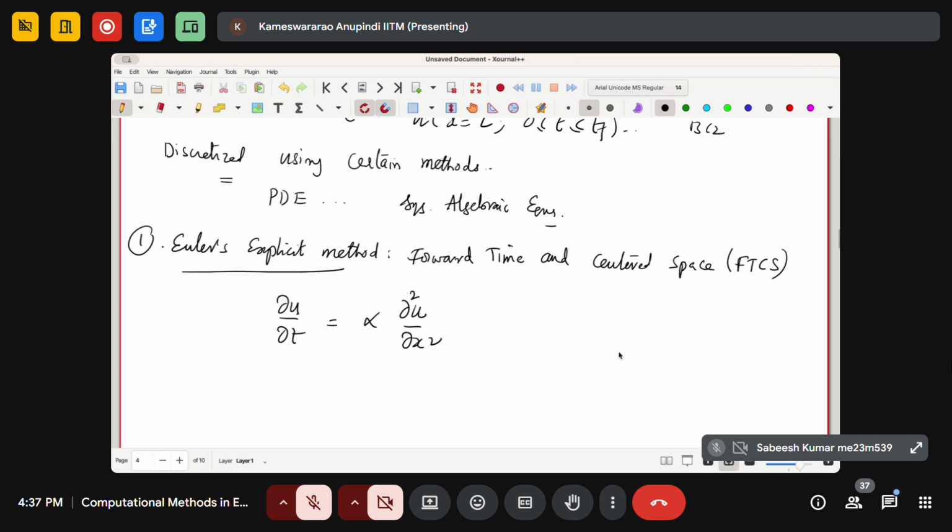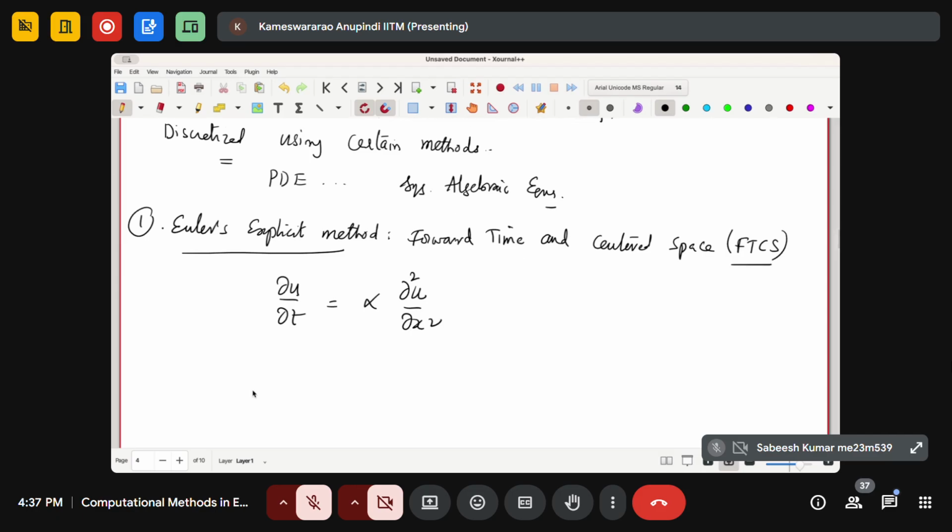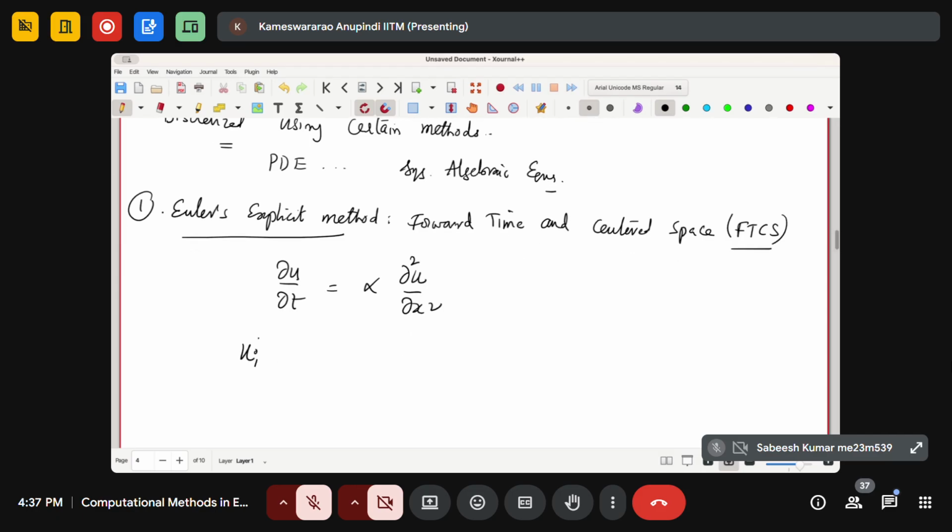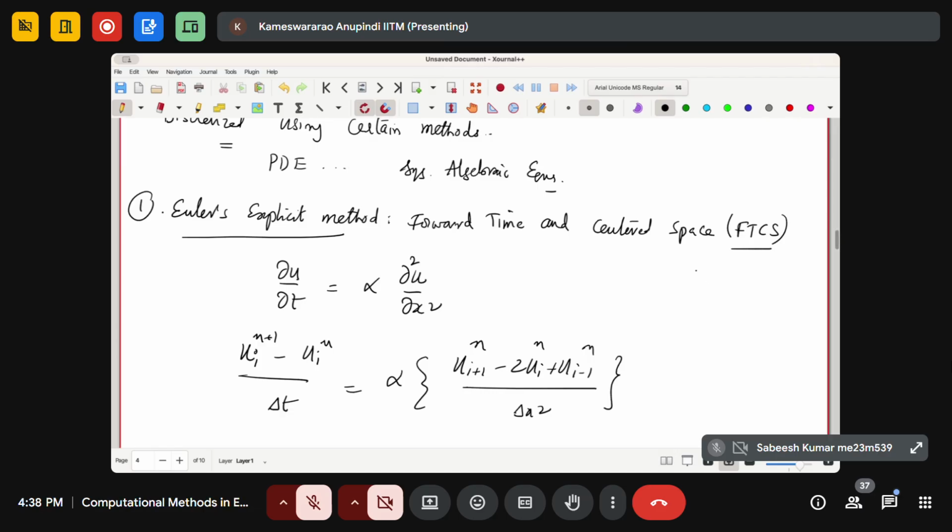Okay. So we're going to discretize this thing using forward time center space, which is called FTCS. Then we are going to write it like (u_i^(n+1) - u_i^n) divided by delta t equals alpha times (u_(i+1) - 2u_i + u_(i-1)) divided by delta x square, all at n, n, and n.